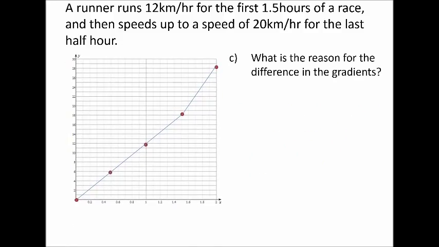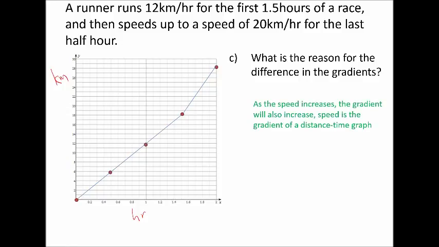Remember, the gradient here is the change in y, which is kilometers, over the change in x, which is hours. Kilometers per hour, that's the speed. And the question told us the speed changes. So as the speed increases from 12 to 20, the gradient increases, because speed is the gradient of a distance-time graph.